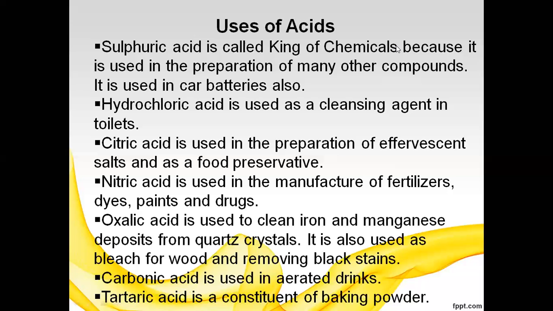The next one is oxalic acid. The oxalic acid is used for removing black stains in wood and also to clean iron and manganese. Okay. Next one, carbonic acid is used in aerated drinks. Tartaric acid is a constituent of baking powder. So these are the uses of the acids.